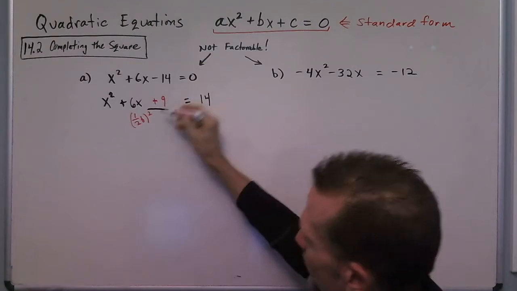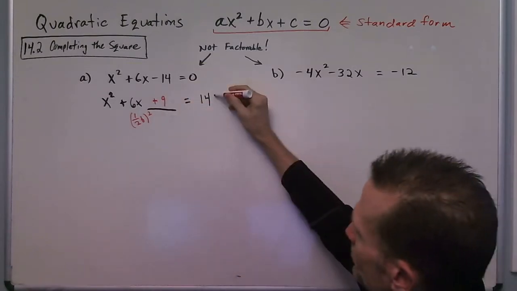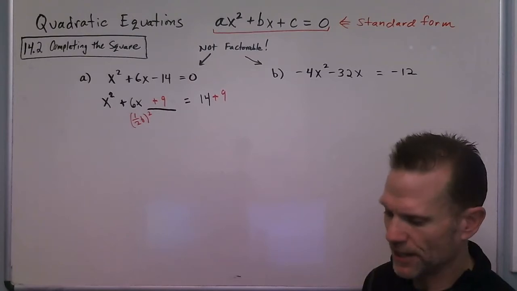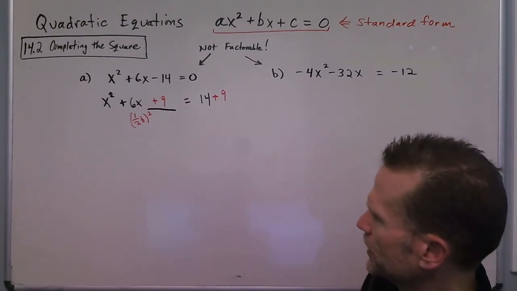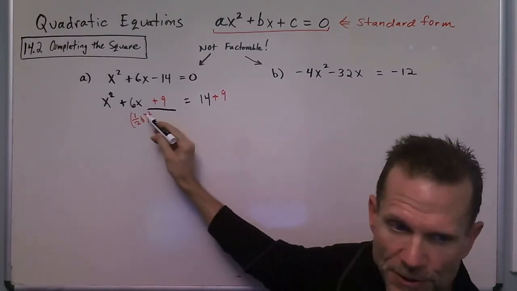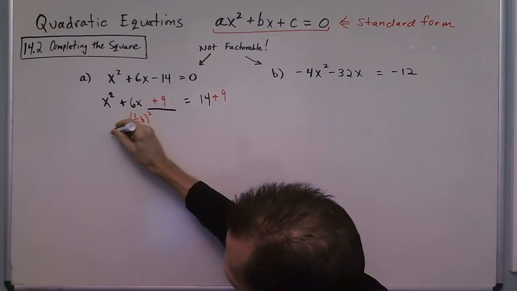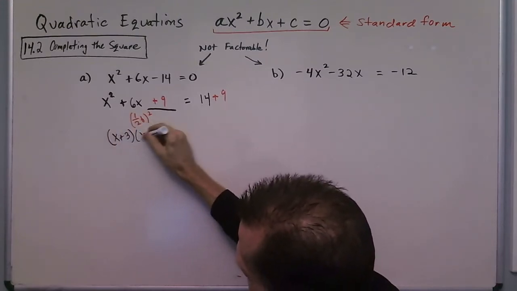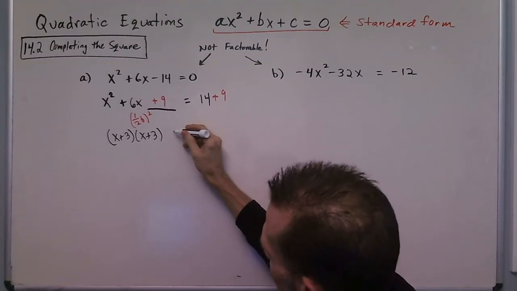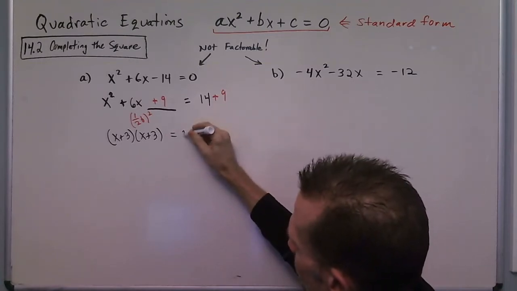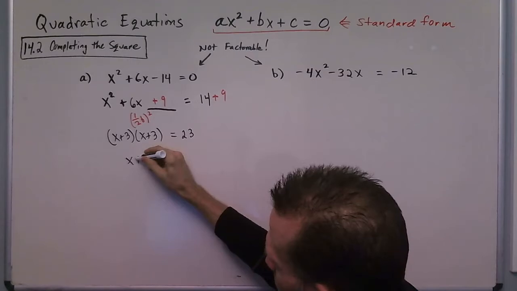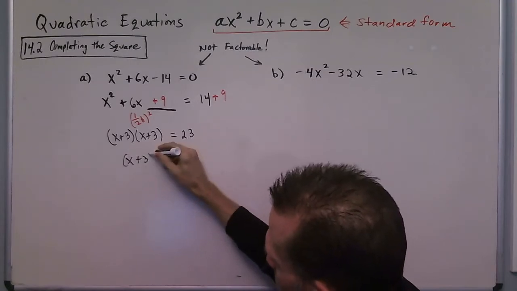Now since I added 9 to the left side of the equation, I have to add 9 to the right side of the equation. Students often forget that. So at this point, we've created a trinomial over here that's factorable. So I'm going to factor that into x plus 3, and then on the right side we have 23. And then here we can write this in a little fancier form as x plus 3 squared.